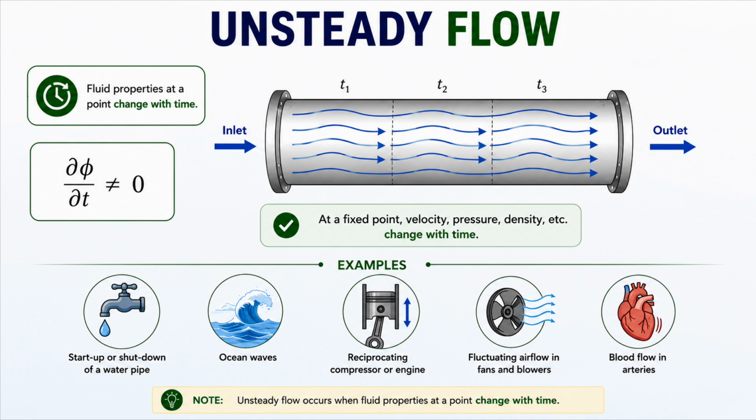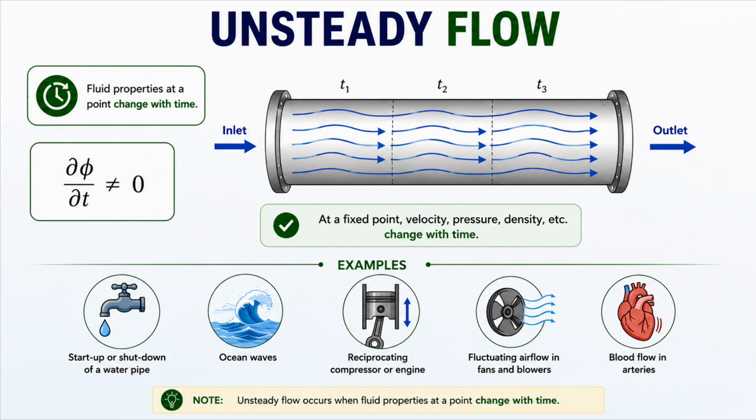A flow is called unsteady when the fluid properties at a point change with time. Again, consider fluid flowing through a pipe. This time, observe how the flow pattern changes at different time instants, T1, T2, and T3. At a fixed point inside the pipe, properties like velocity, pressure, and density keep changing as time passes. Therefore, this flow is called an unsteady flow.